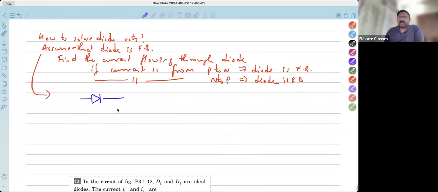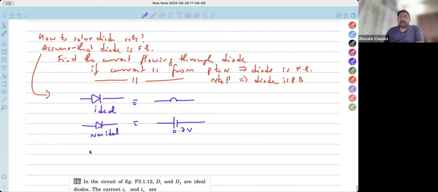If you have an ideal diode, it is replaced with a short circuit. If you have a non-ideal diode, we will replace it with the cut-in voltage or the threshold voltage. If nothing is given, we will always assume it is a silicon diode and take it to be 0.7 volts. This is called a non-ideal diode.